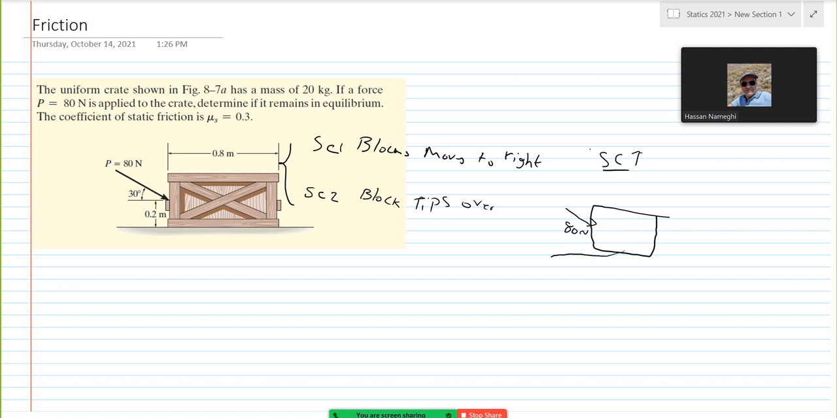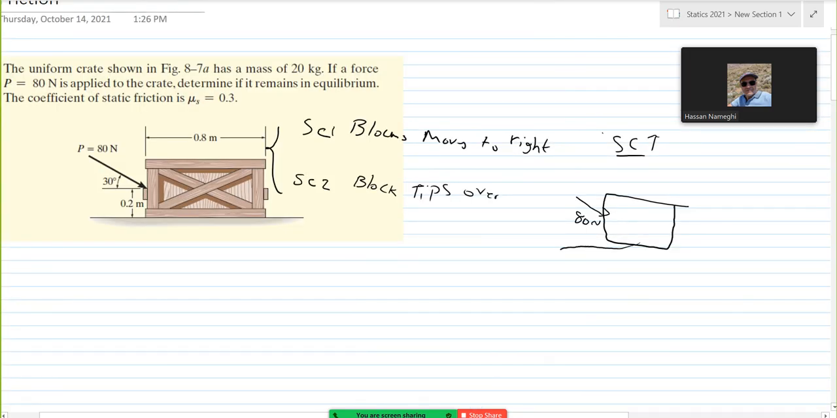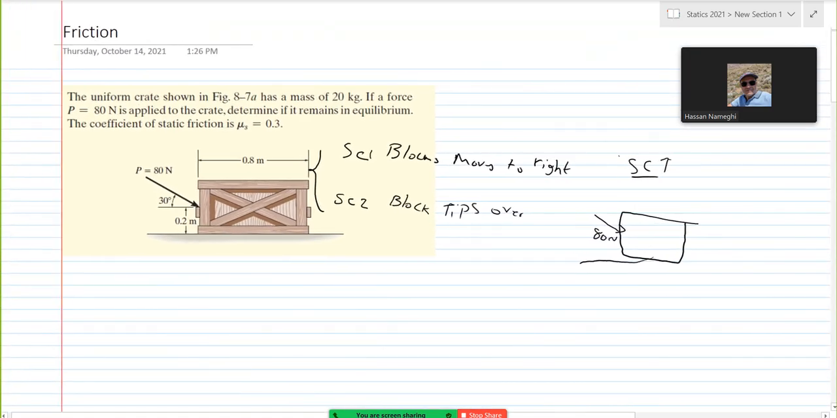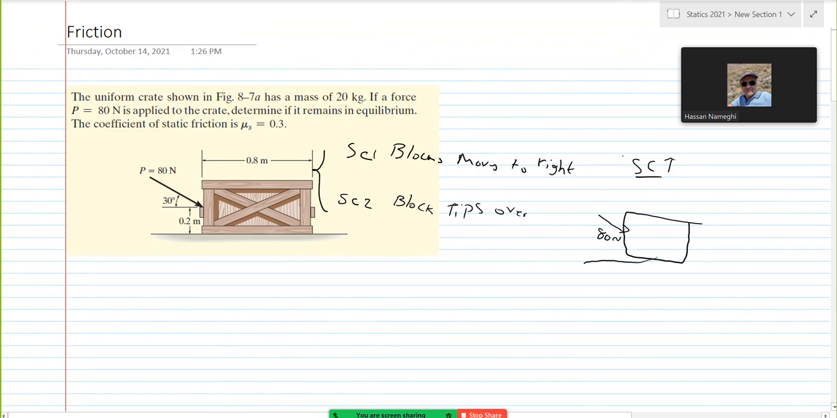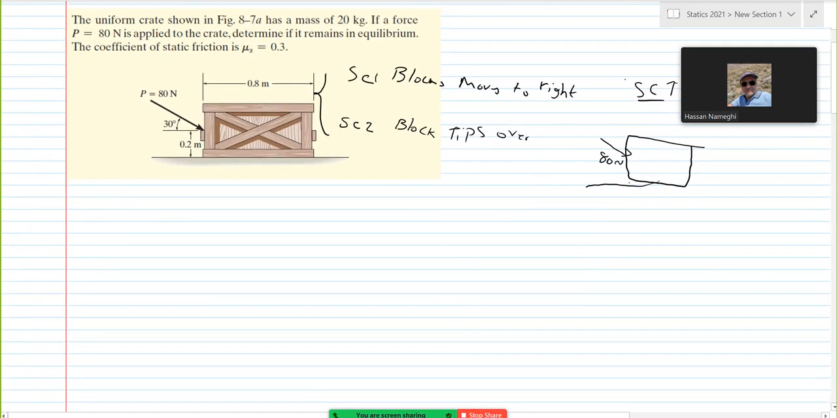So let's work on scenario 1. You have an 80 Newton force there. When the force is applied, there is going to be a friction, and that friction is opposite to motion. In this case, the friction would be like this. I'm going to call this F of F. Every friction comes with a normal force. Remember, normal force is perpendicular to the surface and moving toward the object.